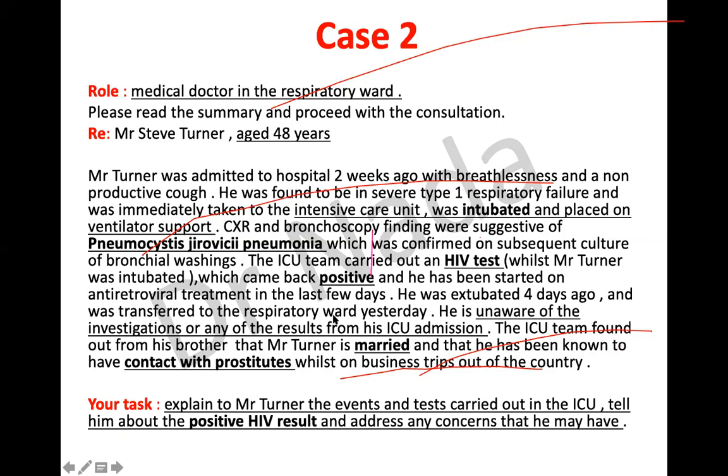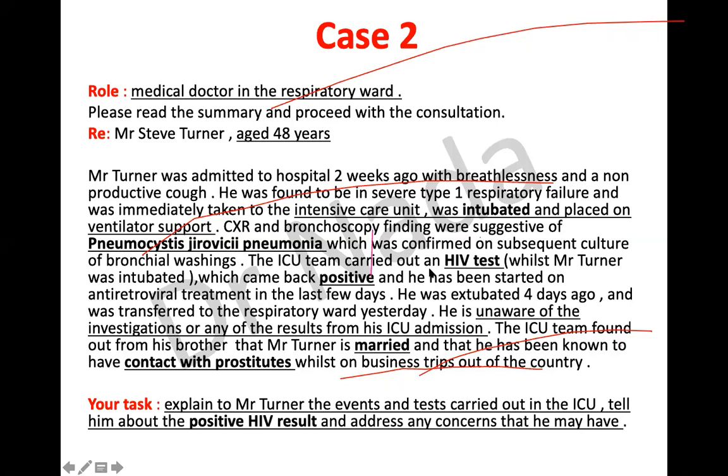Now, you fulfilled the task. Explain the events, the tests carried out in the ICU. Tell him about the positive HIV result. This is a breaking bad news scenario, all right? Which includes other ethical and legal issues.